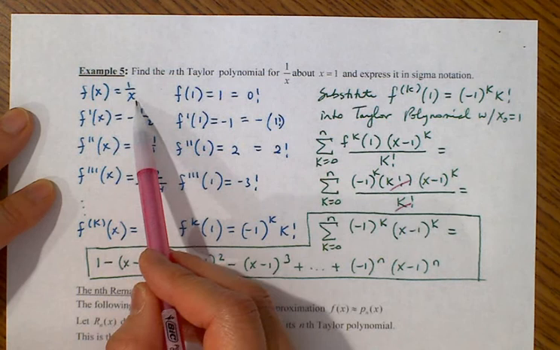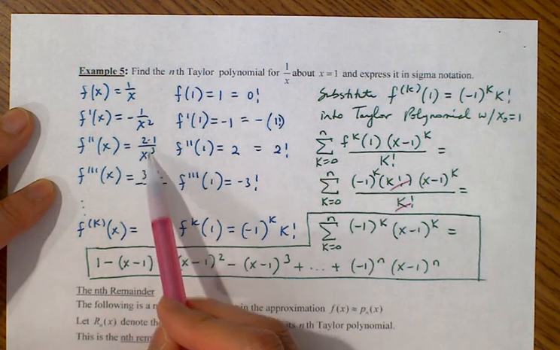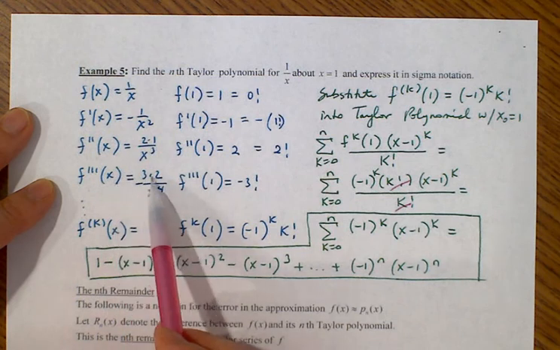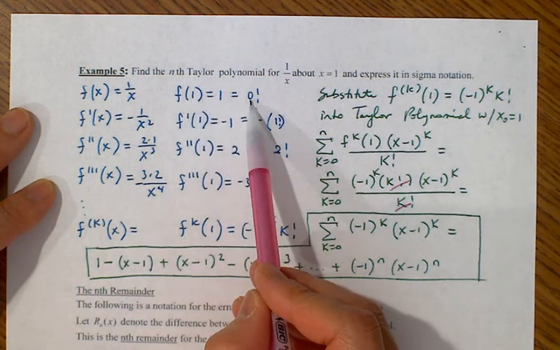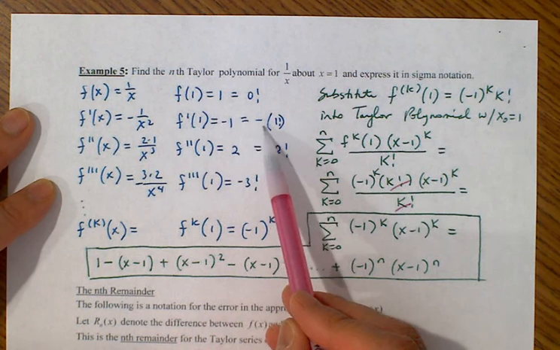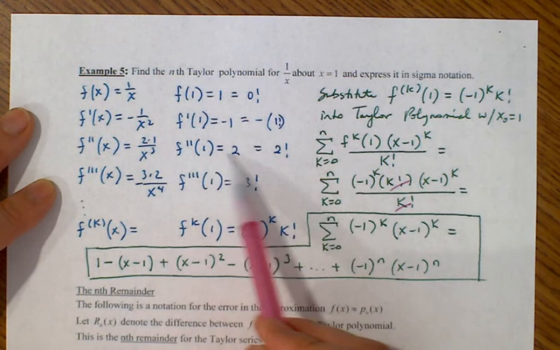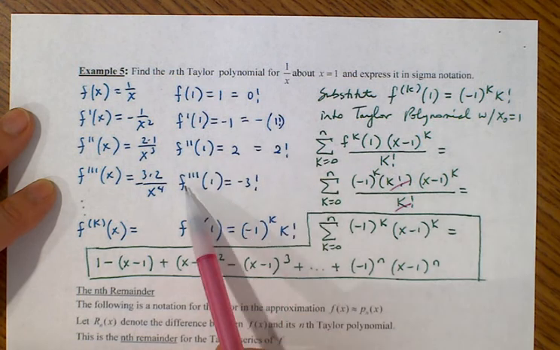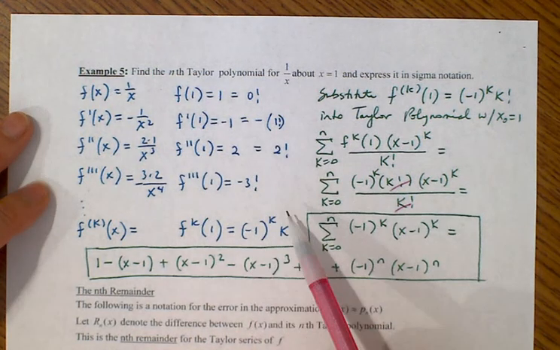So I have f of x is equal to 1 over x, and then f prime of x is equal to negative 1 over x squared. F double prime of x is equal to 2 times 1 over x to the third. F triple prime of x is equal to 3 times 2 over x to the fourth, and that's negative. So when I calculate it at 1, f of 1 is equal to 1, which is 0 factorial. F prime of 1 is equal to negative 1, and I can write that as negative 1 factorial. F double prime of 1 is equal to 2, which is equal to 2 factorial. And f triple prime of 1 is equal to negative 3 factorial. So you can see that the signs are alternating.